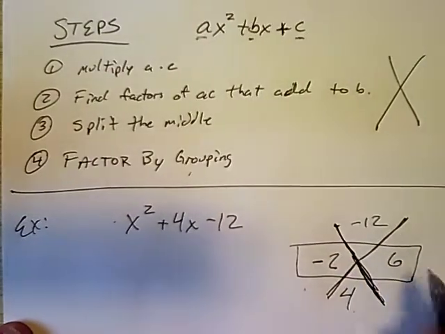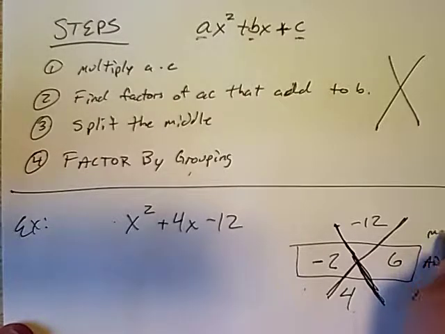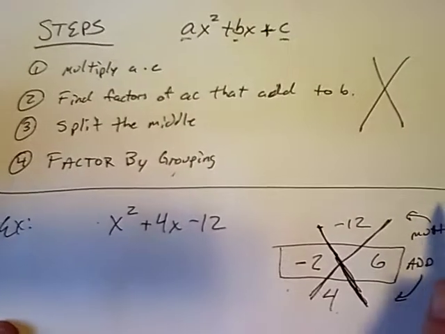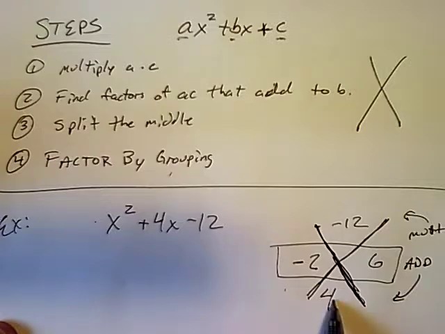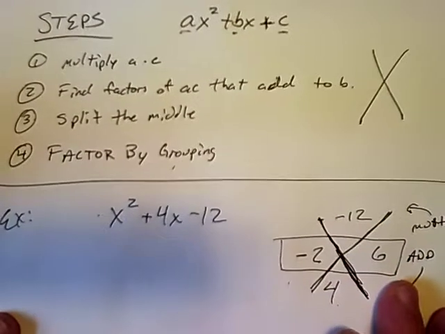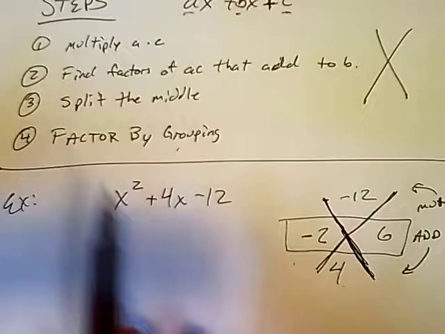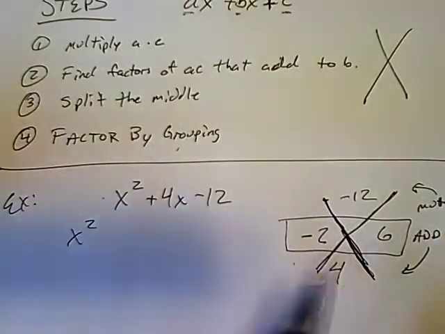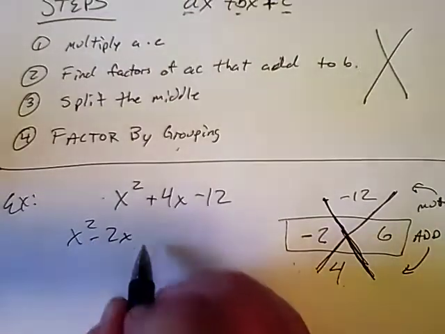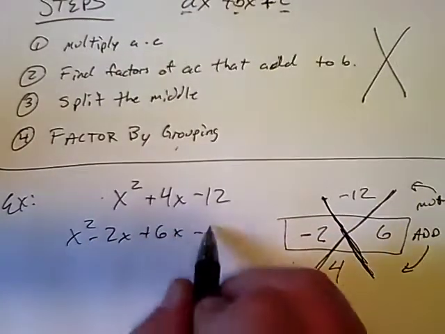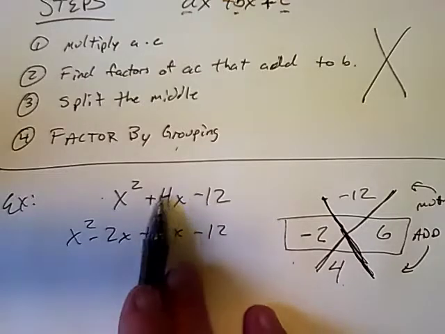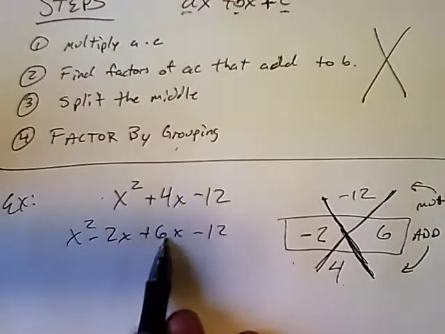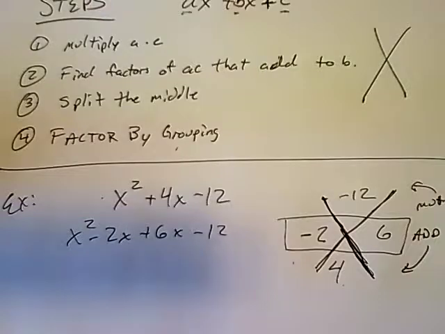Again, we're adding these, so we have to add to get to here, and we multiply to get to here, right? So these two numbers would add to this number and multiply to that number. All right, so here we go. Now we need to, step 3, split this middle term. It's no longer going to say 4x. Here I have x squared minus 2x plus 6x minus 12. Notice that I have taken 4 and it is now negative 2x plus 6. And that's still a true statement.